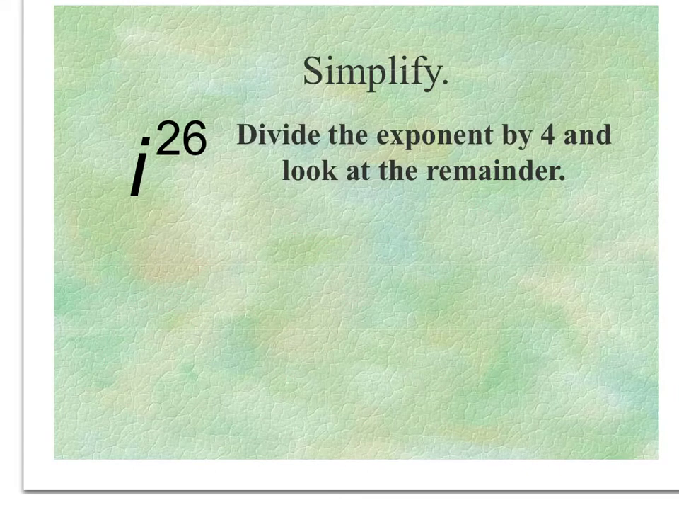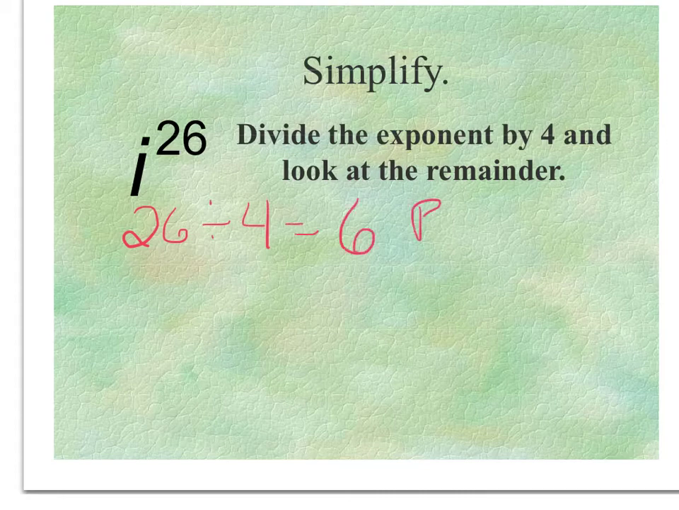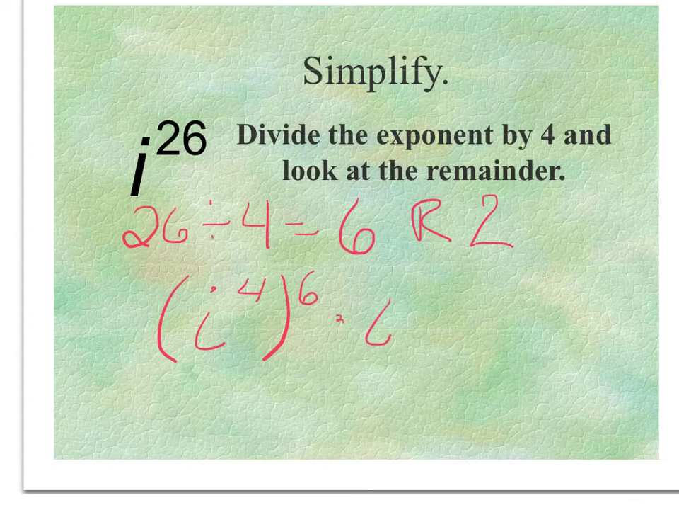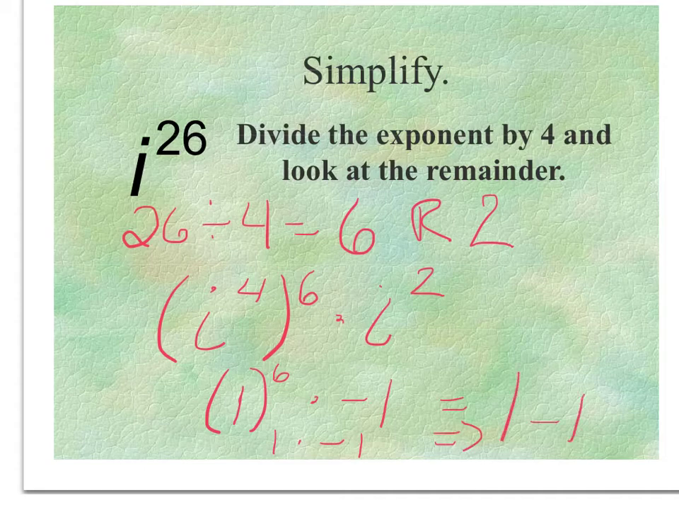I to the 26th. 26 divided by 4 is going to be 6 with a remainder of 2, because 4 times 6 is 24, and then you have 2 more to get to 26. So that would be I to the 4th to the 6th power times I squared. So therefore, this becomes 1 to the 6th, and I squared is negative 1. So 1 times negative 1 is just negative 1.